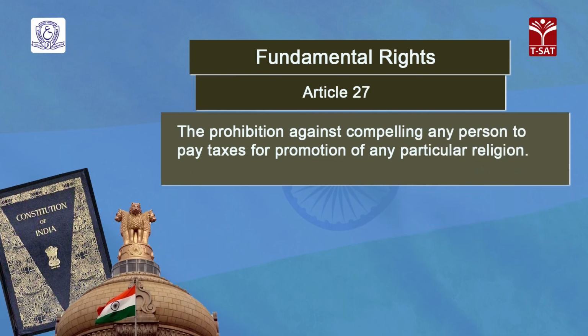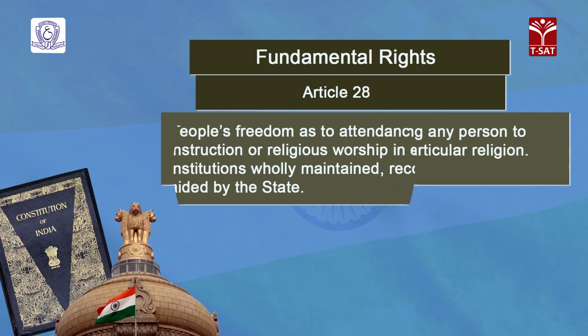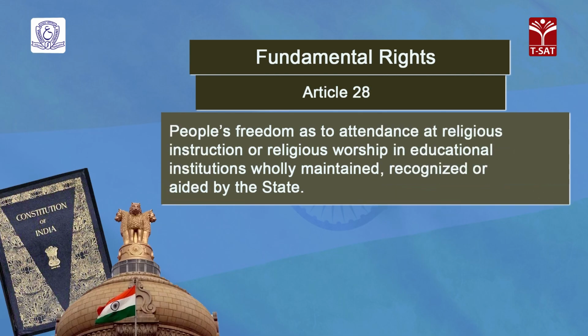Article 27 cites the prohibition against compelling any person to pay taxes for promotion of any particular religion. Article 28 cites people's freedom as to attendance at religious instruction or religious worship in educational institutions wholly maintained, recognized or aided by the state.